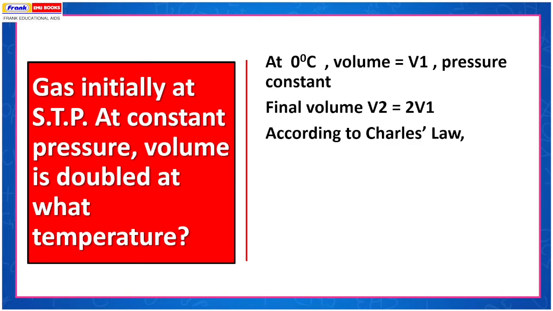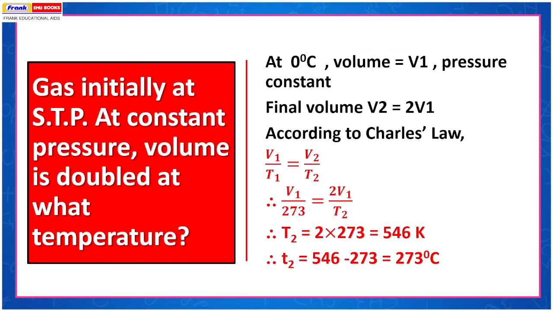According to Charles' law, V1 by T1 equals V2 by T2. Substituting the values here, we get V1 by 273 equals 2V1 by T2. T2 equals 2 into 273, that is 546 Kelvin. Turning this Kelvin into degrees Celsius, we get 546 minus 273, that is 273 degrees Celsius.